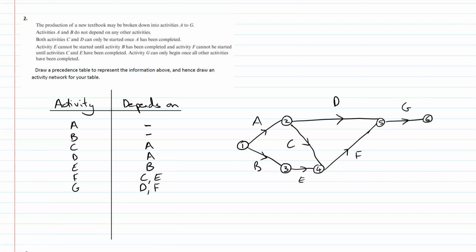And let's do the last one, so number 3. Precedence table is shown below, draw the corresponding activity network. So we've got lots of activities this time, so give yourself plenty of space. So A and B don't require anything, so they can go straight off. And let's have a little look ahead at the next bit here. We know that C and D both require A.